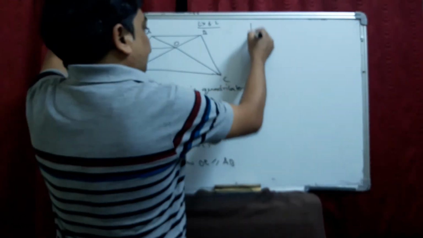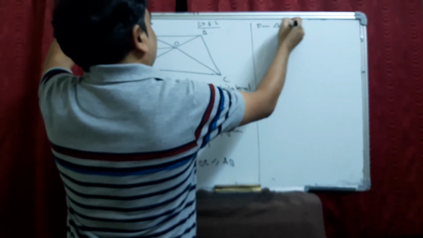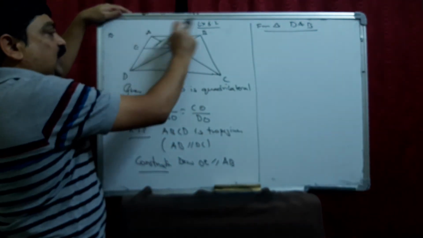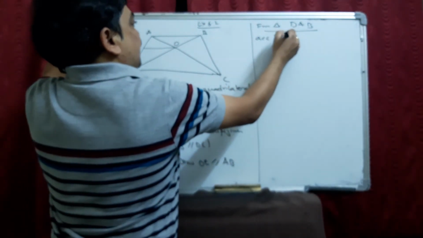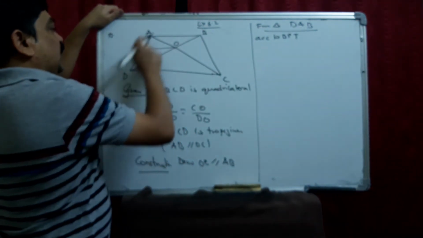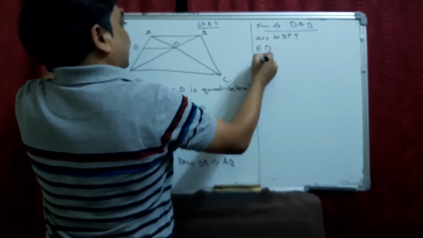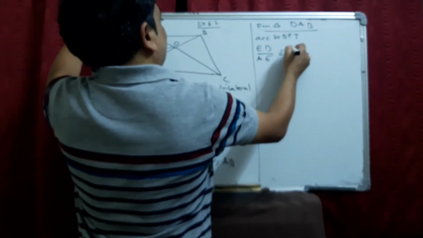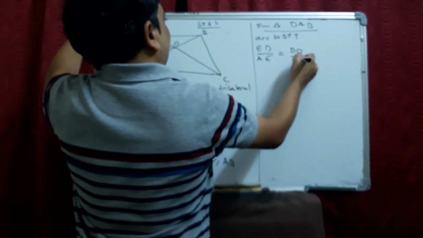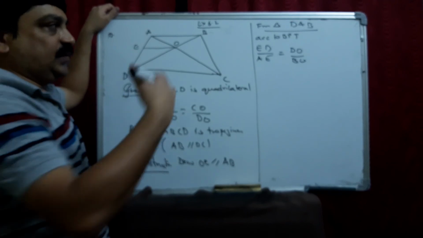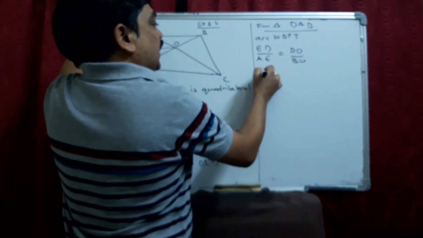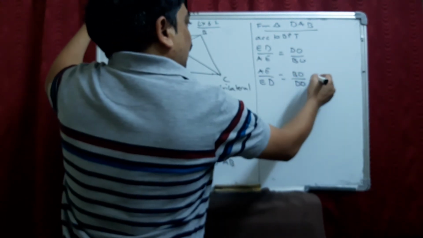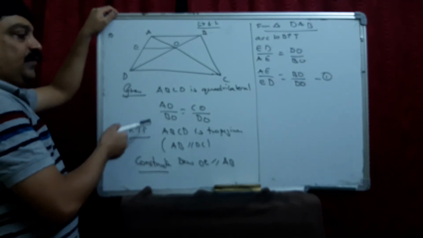Now from triangle DAB, because OE is parallel to AB, according to BPT, DE by EA, or ED by AE, is equal to DO by BO. Just interchange, I mean, take the reciprocal: AE by ED is equal to BO by DO. Okay, this is 1. But there is something from the given.